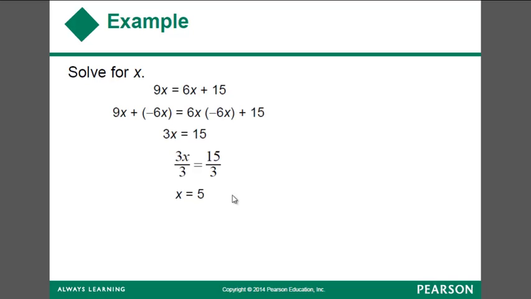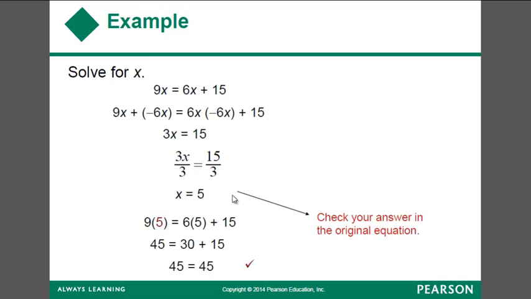Again, remember to always check your answer in the original equation. Remember to check the 5 in place of both x values. So I put 9 times 5 equals 6 times 5 plus 15. 9 times 5 is 45. Does this equal 6 times 5 plus 15? 6 times 5 is 30, plus 15. 30 plus 15 is 45. 45 does equal 45. Therefore, my solution checks out.